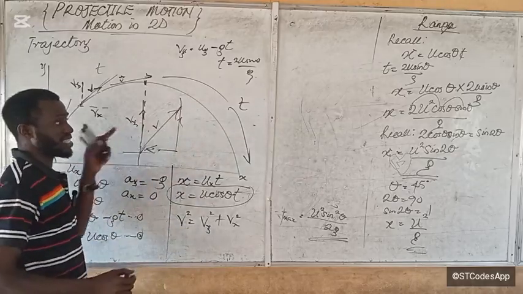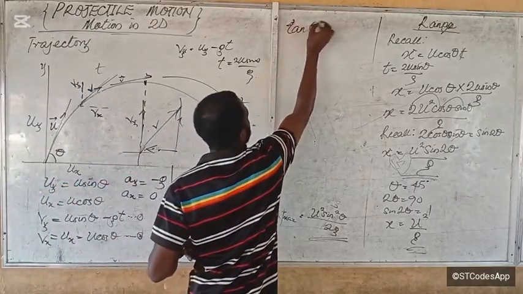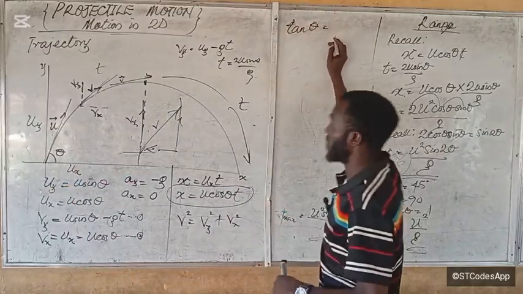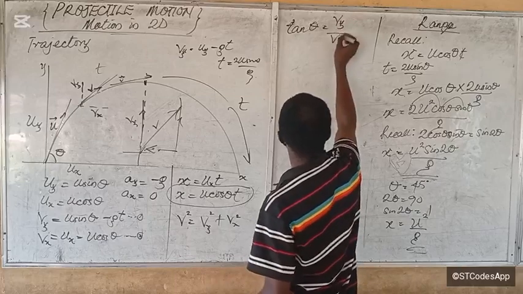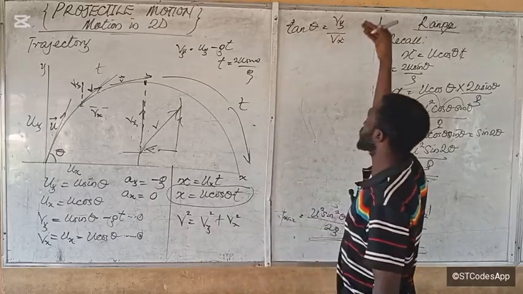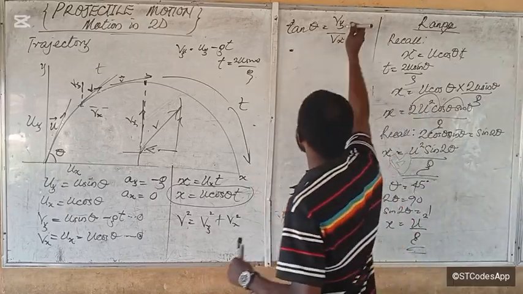If you want to find this, remember that you are going to be using tan theta from the vector. So tan theta is going to be opposite over adjacent. The opposite is v sub y over v sub x, the vertical component over the horizontal component. So what's our v sub y?